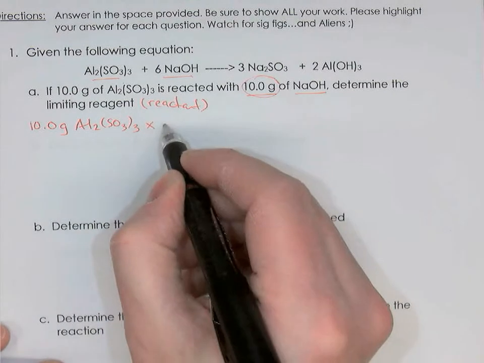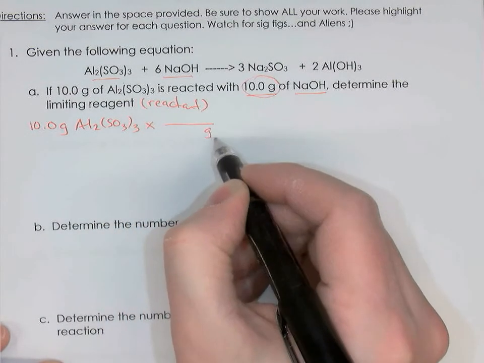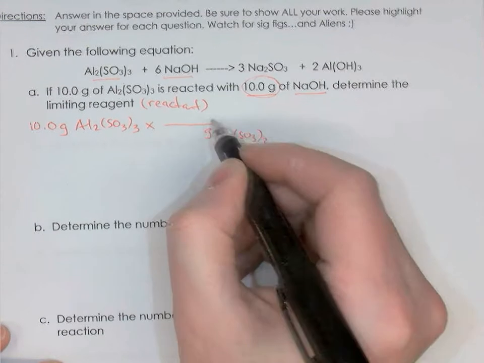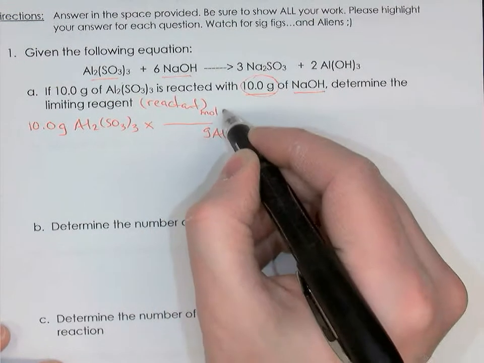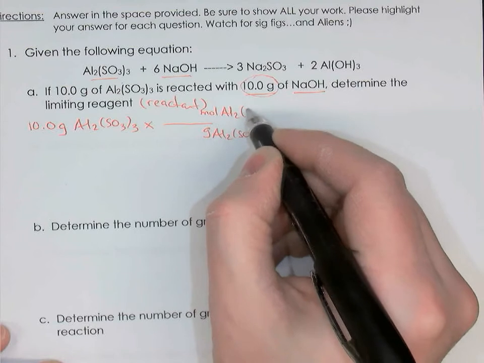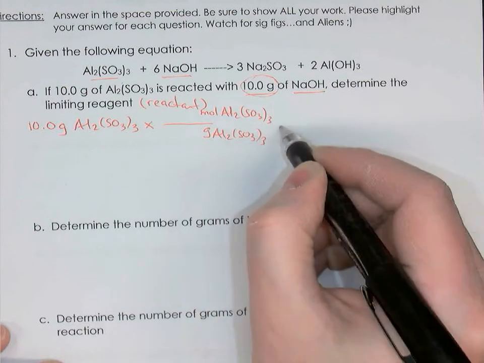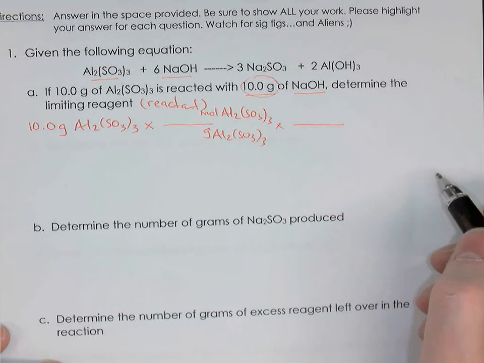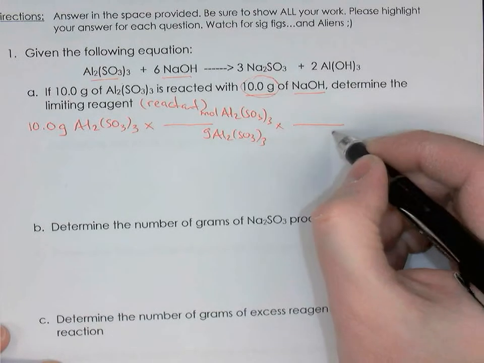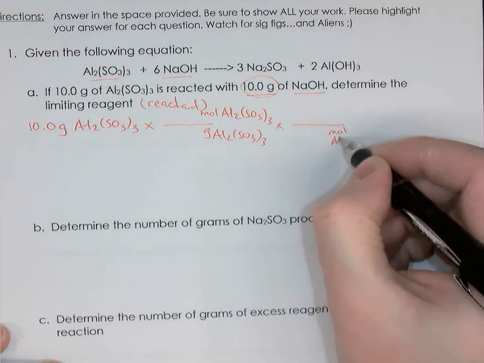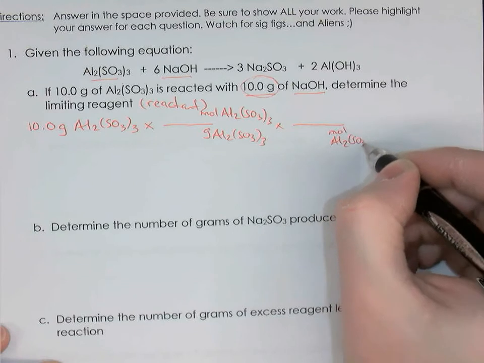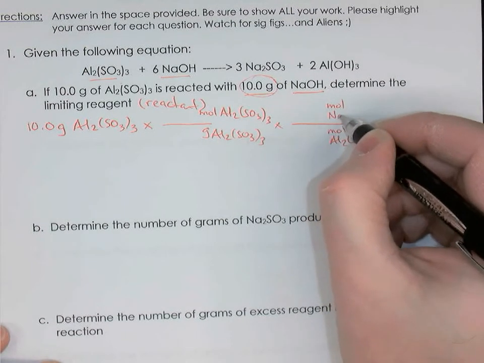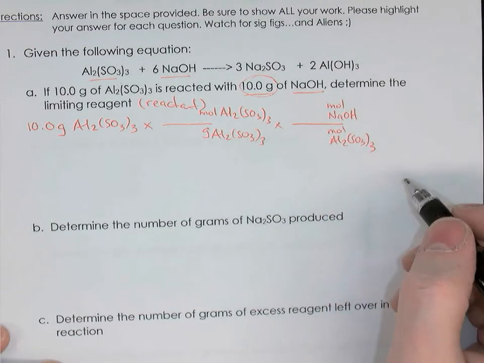We'll convert the grams of aluminum sulfite to moles of aluminum sulfite. Be sure when you're setting up your unit multipliers you focus on the units like this. Okay, and then we'll switch from moles of aluminum sulfite to moles of the other ingredient, in this case sodium hydroxide.